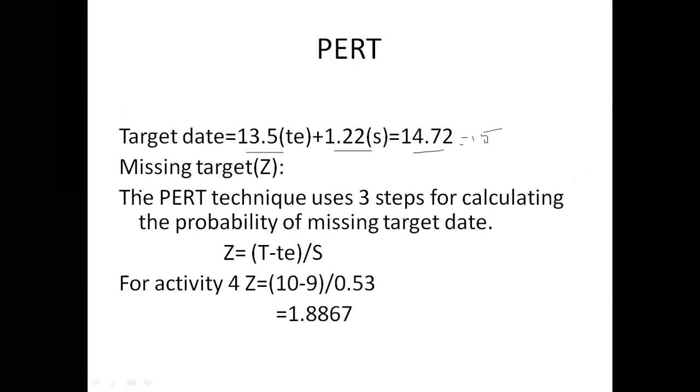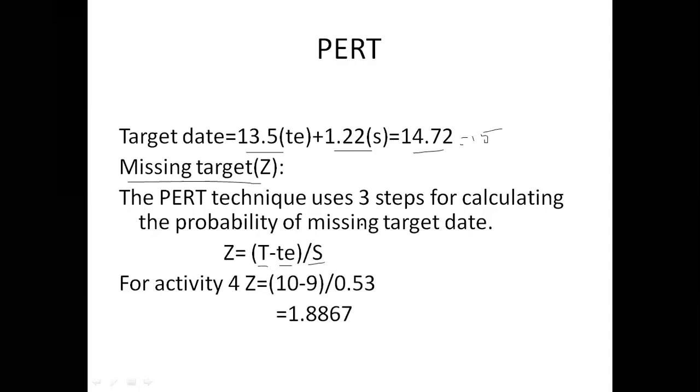So next we have to calculate the missing target. The PERT technique uses 3 steps for calculating the probability of missing target. That is the standard deviation and the expected date E, and T, that is the target date. By calculating these values, we get the Z value.